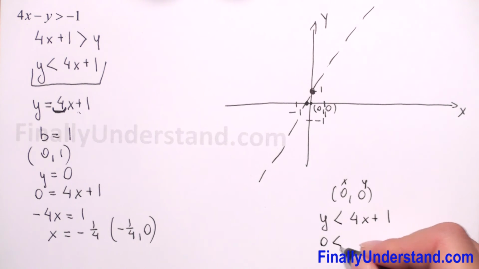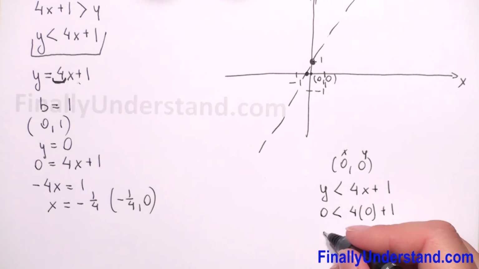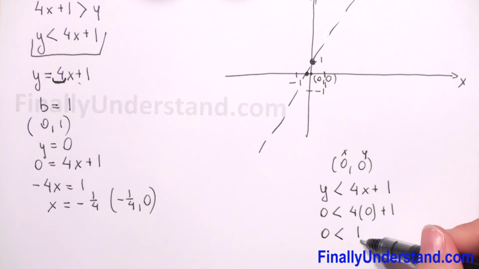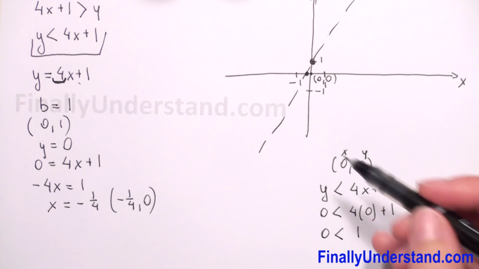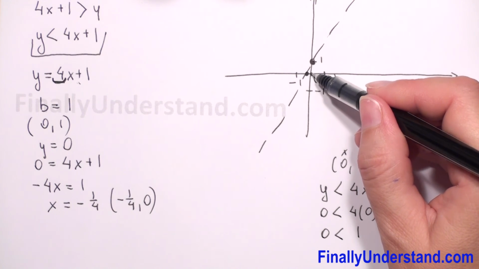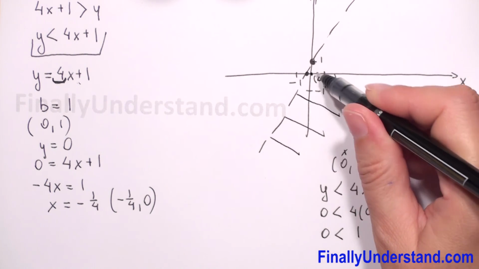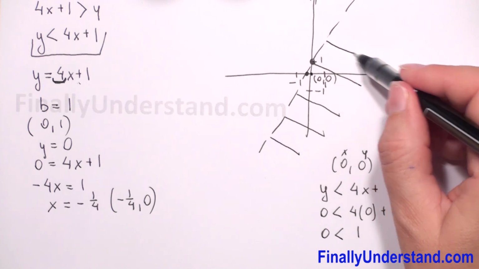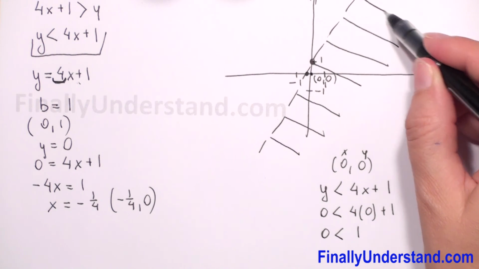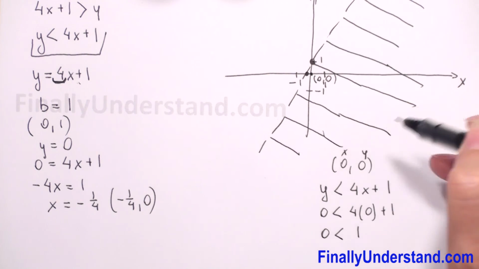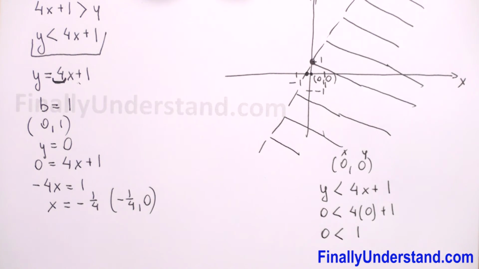So we have 0 is less than 4 times 0 plus 1. So we have 0 is less than 1. This is true. 0 is less than 1. It means this point belongs to our solution. So we have to shade the area with this point. This is my solution.